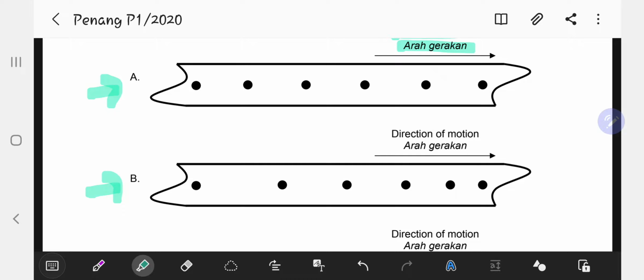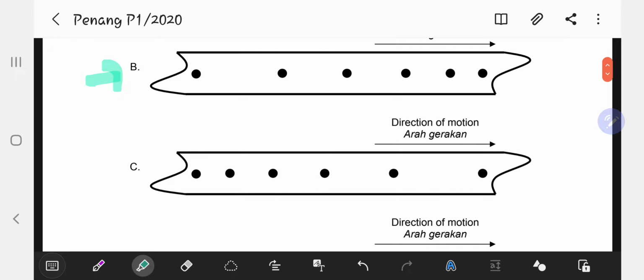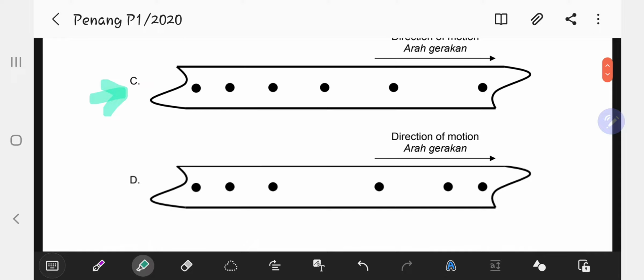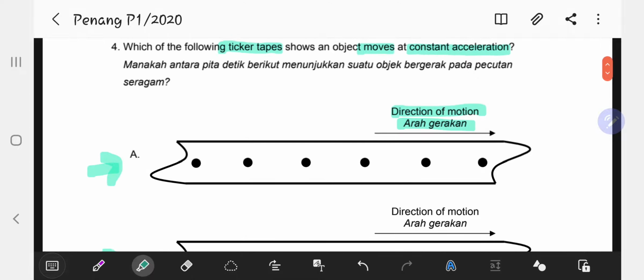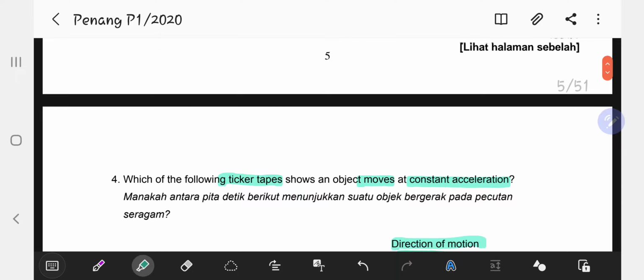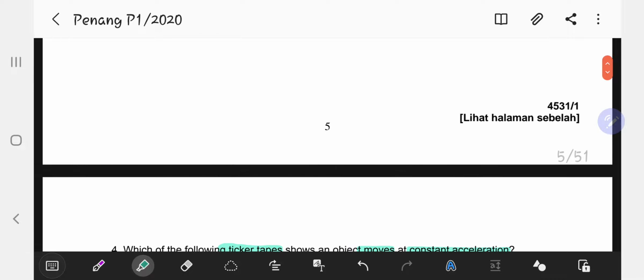Okay, look at the diagram. This is C. Which one is having constant acceleration? This is D. So you can see that the spacing of the dots are not the same. Okay, before we look at the answer, let us discuss what it means by acceleration.